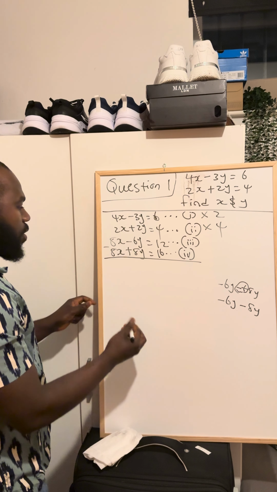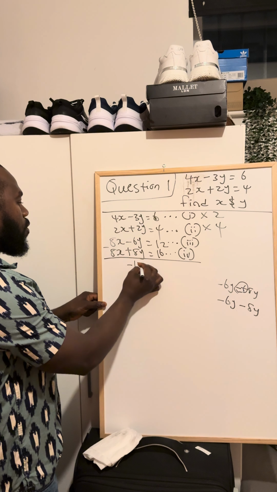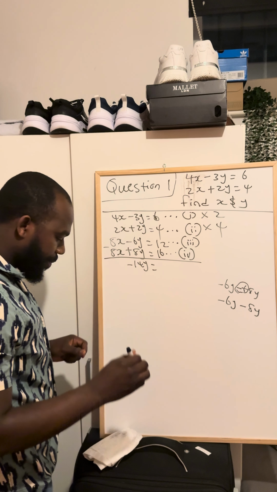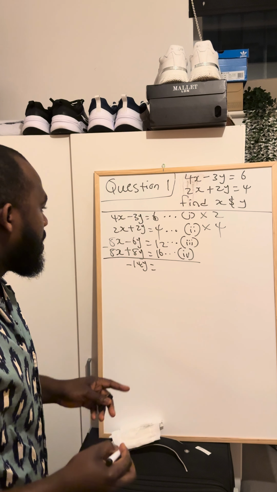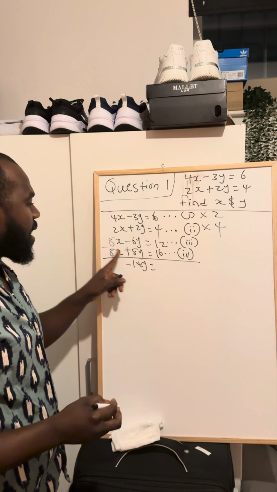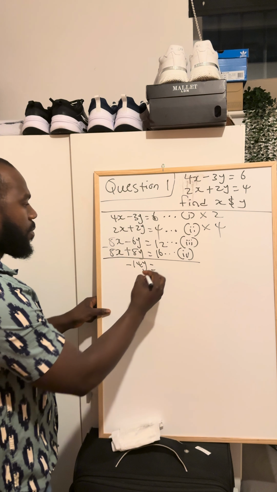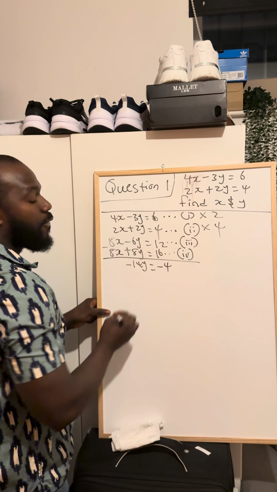Minus 14y. So here becomes minus 14y. All right. So let's erase this. Let's continue. Now, 12 minus 16 gives us minus 4. So here becomes minus 4.